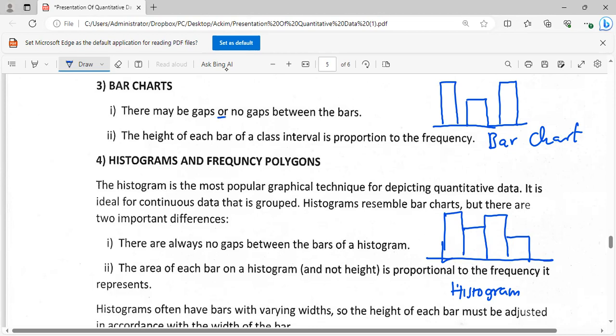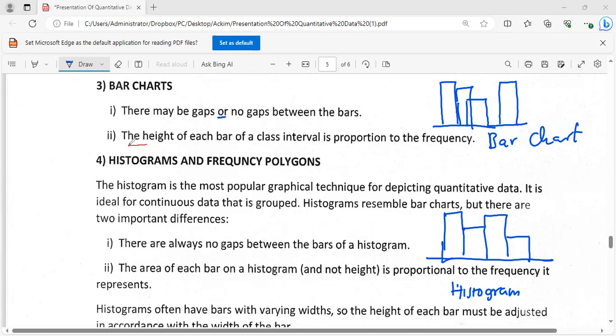But automatically for the histogram, there are no gaps. But for the bar chart you can put the bars closely to each other such that it even appears like there are no spaces in between. But mainly we use the bar chart to denote data that is qualitative.